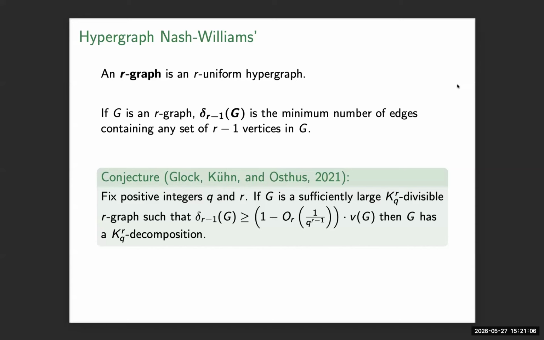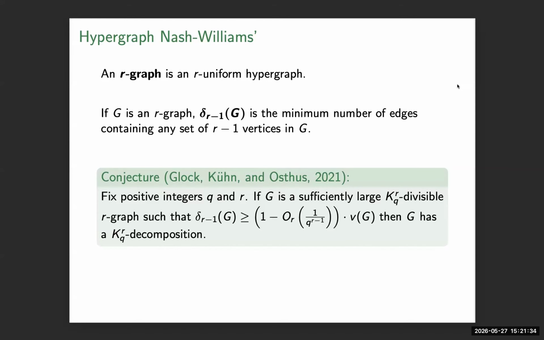Okay, well then in 2021, Glock, Kühn, and Osthus proposed a hypergraph Nash-Williams conjecture. They posited that if G is a sufficiently large K_Q^(r)-divisible r-graph with minimum (r-1)-degree at least 1 minus something on the order of 1 over Q^(r-1) times its number of vertices, then G admits a K_Q^(r)-decomposition.